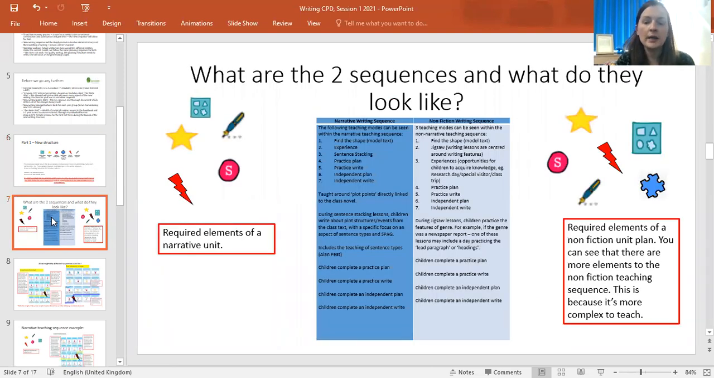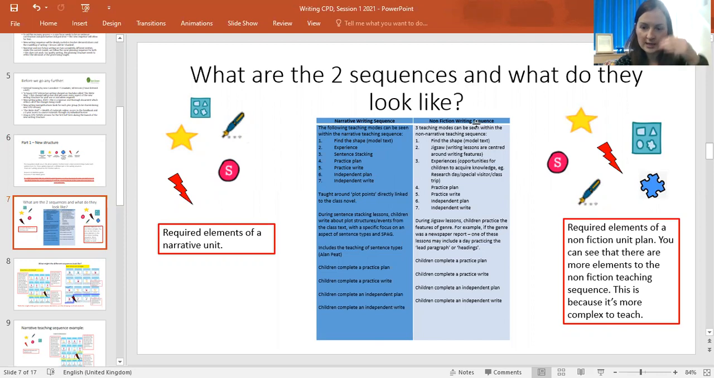So what do the two sequences look like? Okay, so we've got a narrative writing sequence, and I have put here a reminder of what those symbols are. You've got your find the shape session, which is your model text. You've got experience sessions, and I will add that the experience session doesn't have to come after your annotation session. I'll talk about that later on. It's up to you where you drop that in as you see fit. Sentence stacking lessons focus on the sentence construction with regards to the sentence types, which is now in the policy, and I'll come on to that later on. Practice plan, practice write, independent plan, independent write. So your narrative writing sequence is there. That is the structure that you need to follow, and that's in the policy.